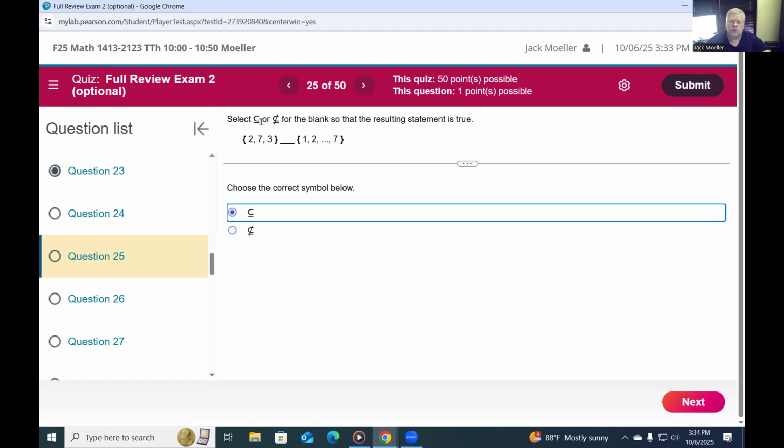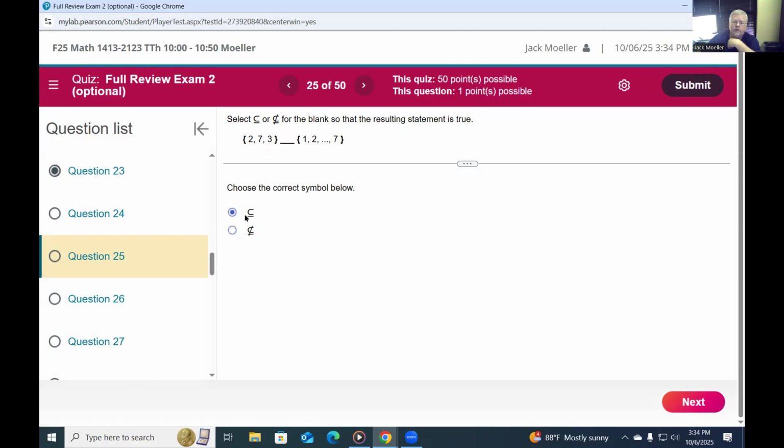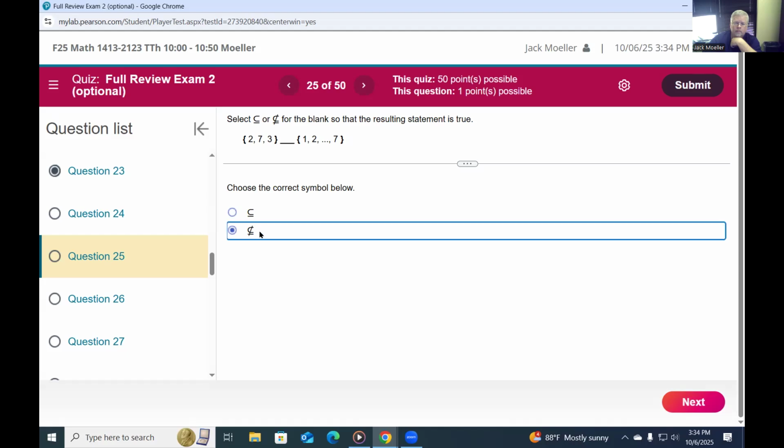So is it a subset, or does the slashed symbol mean not a subset for the resulting statement? So what is the definition of a subset? It's every element in the first set is an element in the second set. And the equal says they could be equal. So is 2 over here? Yes. Is 7 over here? Yes. Is 3 over here? Yes. So therefore, it is a subset. If that was like 2, 7, and then 13, well, 13's not over here, so then it would not be a subset.